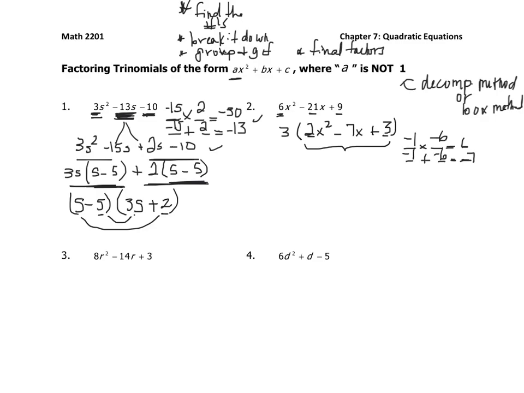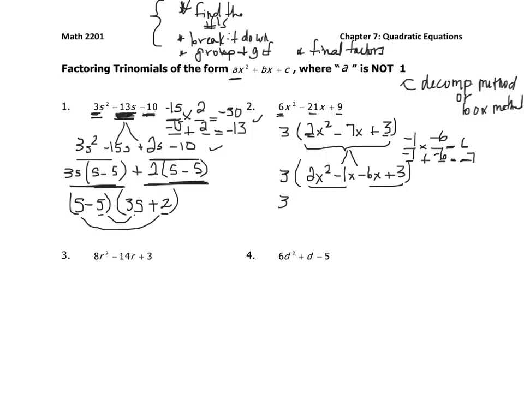So we think of our little steps up here: find the numbers, break it down, group and GCF. We found the numbers, now we have to break down the middle term. And I'm going to keep that 3 out front because it's part of the factors, but we're going to factor the inside trinomial by breaking down the negative 7x as negative 1x minus 6x plus the 3. And then we're going to find the numbers, break it down, group and GCF.